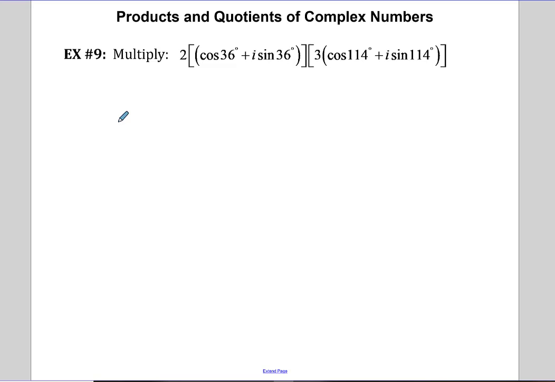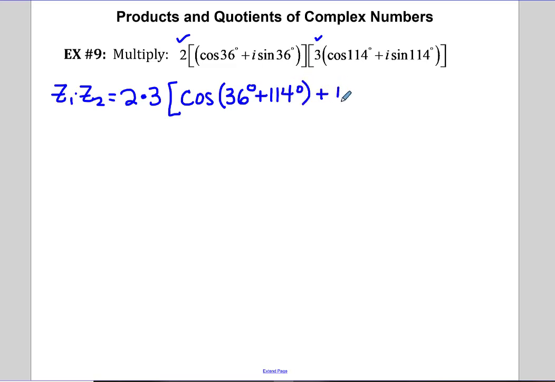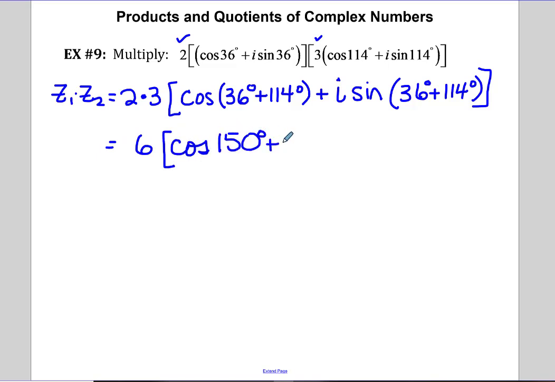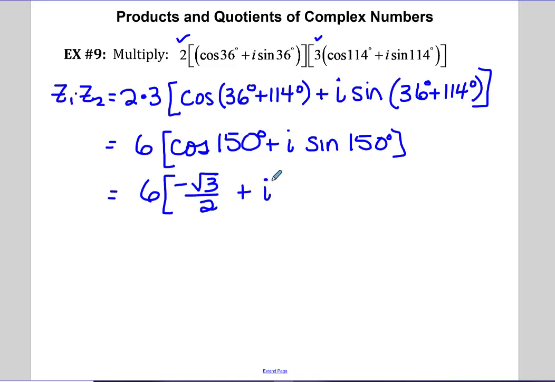So let's give those a try. We want to multiply z1 times z2. So we've got 2 times 3. Those are my two moduli. And then we want to add 36 degrees and 114 degrees. And then repeat that for I sine 36 degrees and 114 degrees. So our product's going to be 6 and then cosine of 150 plus I sine of 150. And then you want to convert the cosine of 150 is negative square root of 3 over 2. And the sine of 150 is a half.